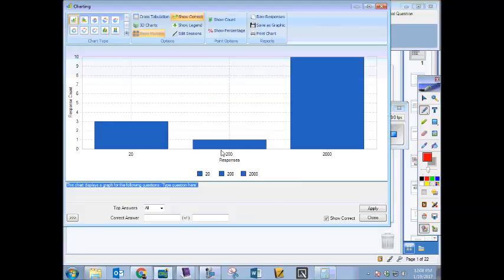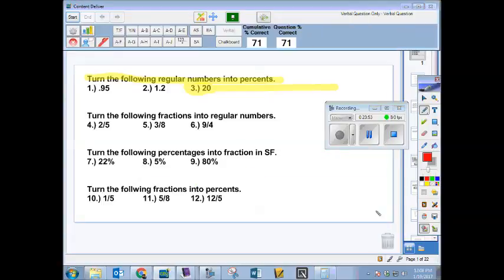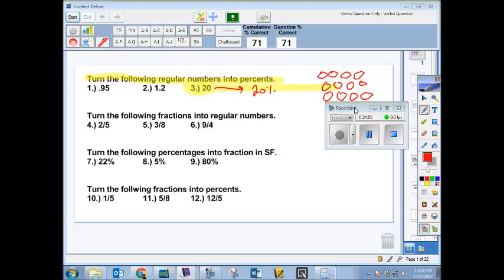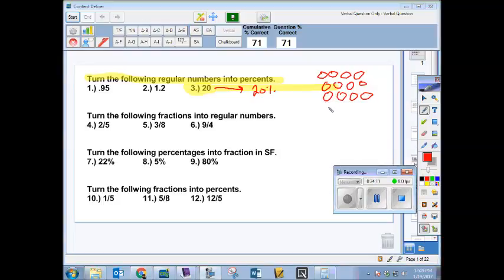Okay, so we'll end this right here. Correct answer was 2,000. Thank you. All right, so 10 of you got it right, 4 of you got it incorrect. Okay, now how could the number 20, if you're converting it, how could it be 20%? That doesn't make any sense. 20, the whole number, the regular number 20 would be having this many pizzas. Right? That's 20 pizzas, right?